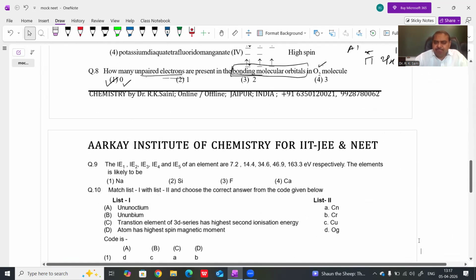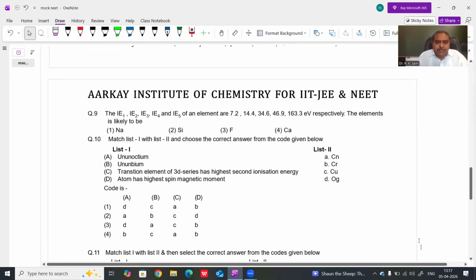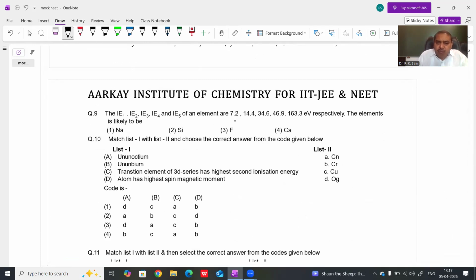This question is taken from the periodic table, a simple question. Ionization energy 1, 2, 3, 4, 5. The ionization enthalpy of an element is given as 7.2, 14 point something. The element is likely to be?